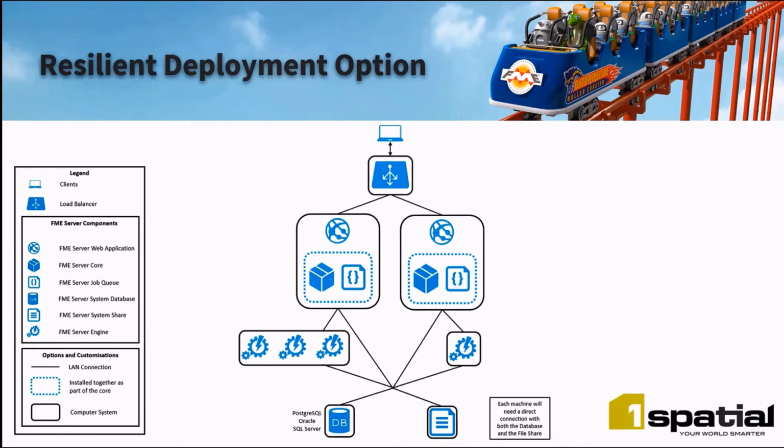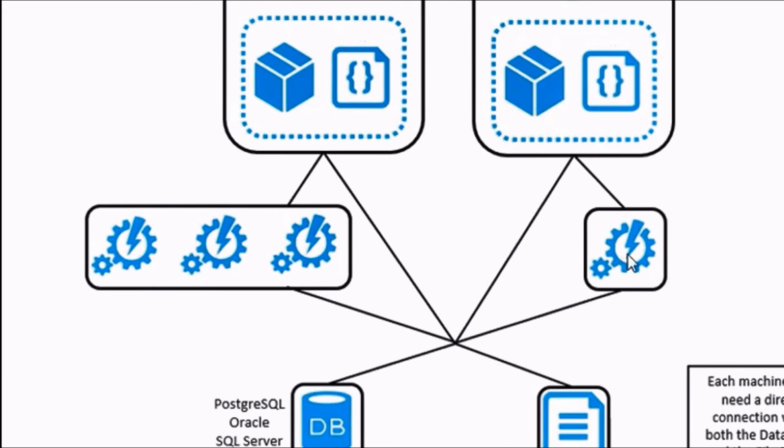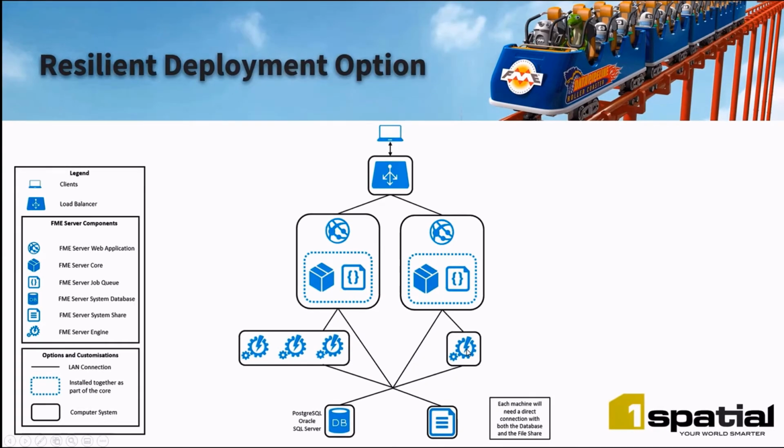Our last example here is a fully resilient deployment, offering resiliency at all tiers. You can see we have a load balancer or web application gateway with two FME Server cores sat below. Each core has a separate distributed engine machine, here and here, allocated to each core. And again, we have a separate database and file share. It's important that each core and engine machine in this deployment have a direct connection with both the database and file share. So how does this resiliency work?